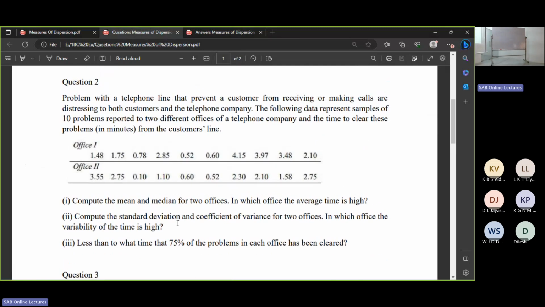Compute the standard deviation and coefficient of variance for two officers, in which office the variability of the time is high. Okay, based on the CV value, you can write the answer for this question.